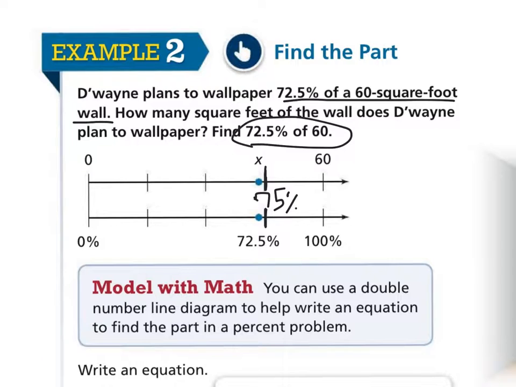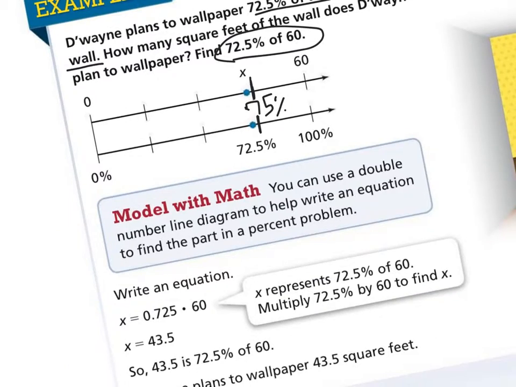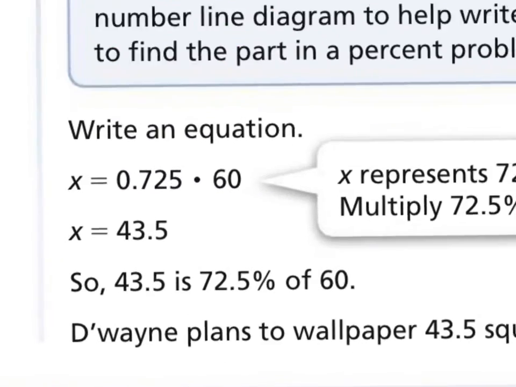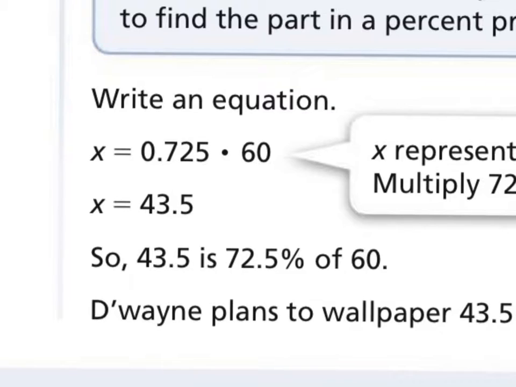So again, same idea as the last time. What we can do to work this out is just change our percent to a decimal. So 72.5%, if you had 72.5%, sorry.